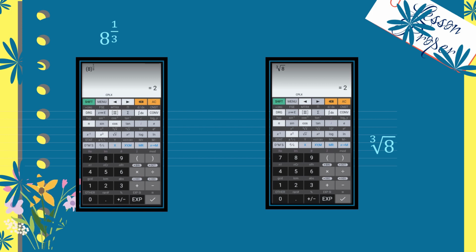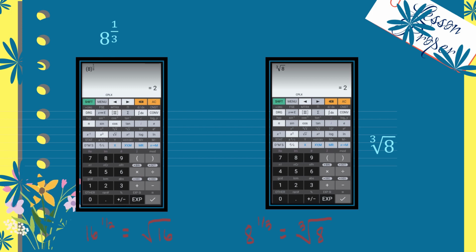From the calculations, we can conclude the following: 16 raised to 1/2 is equal to square root of 16, and in the same way, 8 raised to 1/3 is equal to cube root of 8. So we can say that an expression with a fractional exponent, or a rational exponent, can be written in the radical form.